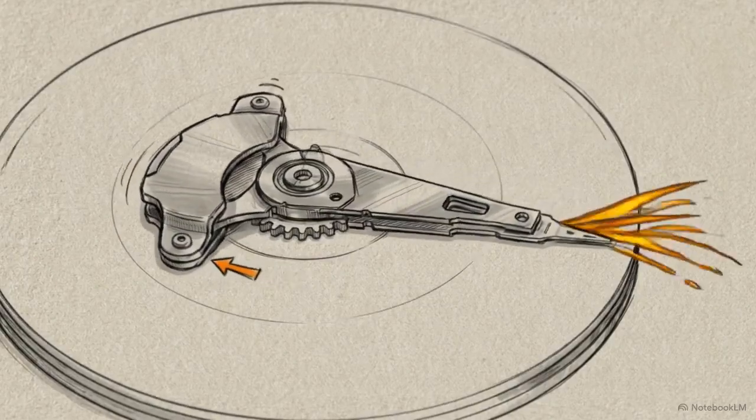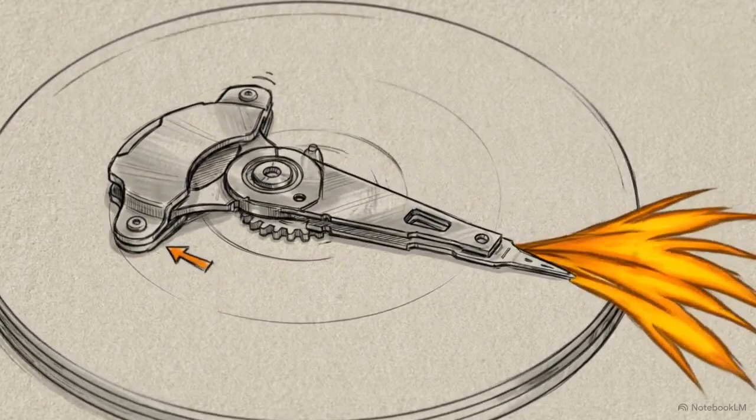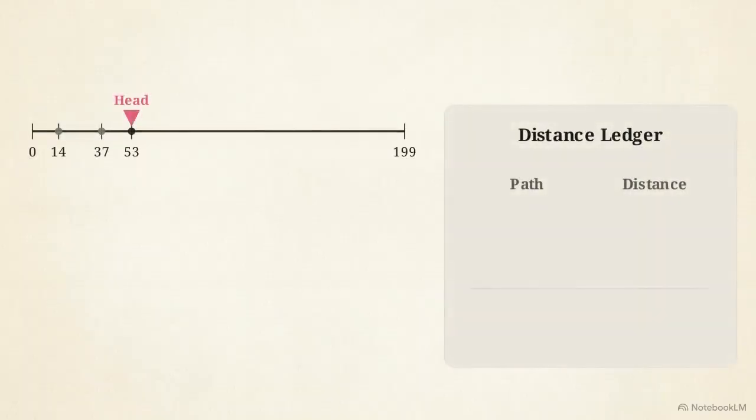The read-write head activates and moves along the leftward path. The table tracks the head's progress, servicing the first localized request at 37. Subtracting 37 from 53 yields a distance of 16 cylinders. Continuing to the next request at 14 adds another 23 cylinders to the running ledger.